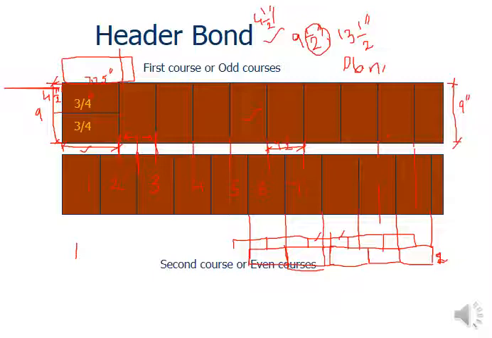Okay, so this will be your first course and above that the second course will be this one. So why are we not discussing the third, fourth, fifth and so on over here? Because it is going to repeat. Your first course will be the same as the third, fifth, seventh, ninth and so on, and your second course will be the same as the 4th, 6th, 8th, 10th exactly. So what you have to keep in mind for the header bond is that in the front face a 4.5 dimension should be there, and a 9 inch dimension will be in the lateral direction along the thickness.